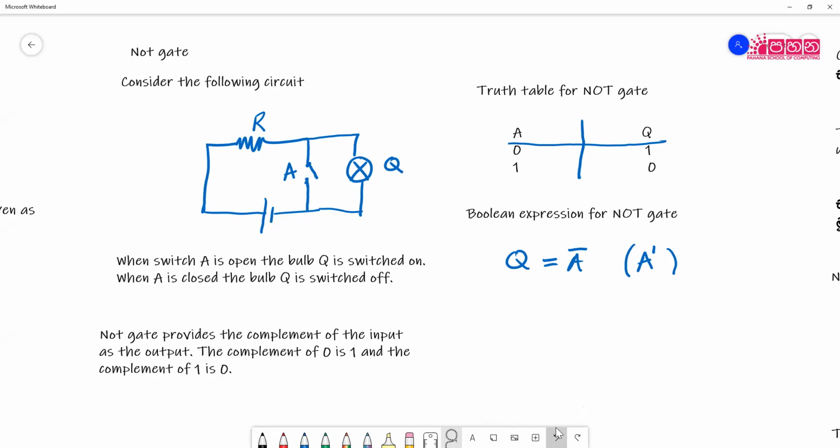That's the representation. If you want to draw the symbol for the NOT gate, it looks like this. You will have a triangle shape, and in front a small circle. When the input is A, the output will be Q, and we can represent Q as A bar.